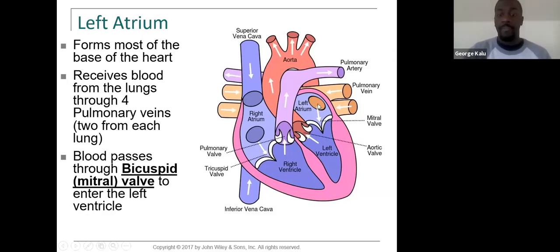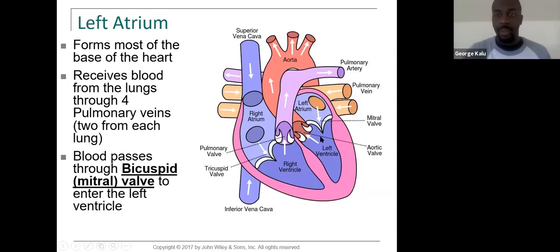Okay. For that blood to move from the left atrium into the left ventricle, it has to pass through another valve called the bicuspid valve, or also called the mitral valve. Okay. So blood has to move from the left atrium past the bicuspid valve and into the left ventricle.